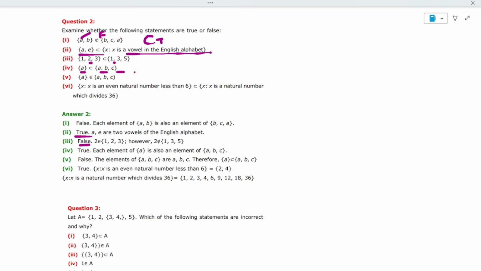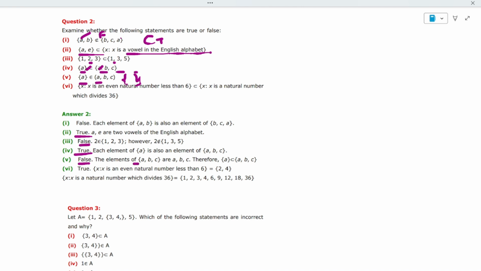A belongs to A, B, C. Yes, A is here, A is here. True. A belongs to, they have given the set in brackets of ABC, which they have not mentioned as a set. If they mentioned curly braces, it would be a set, but here they have used open and close parentheses, so we write false.